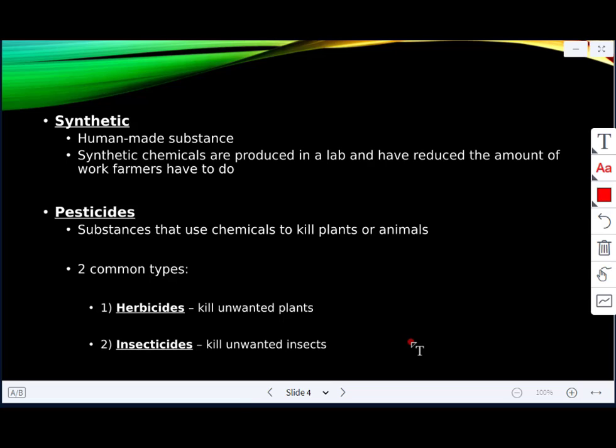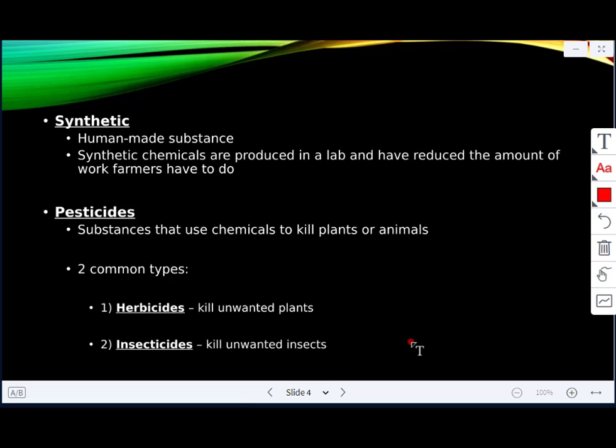Next, we're just going to talk about what it means to be synthetic. If something is synthetic, it's a human-made substance. It's not coming from nature. It's made in a lab with scientists. And when we talk about synthetic chemicals, we're talking about things like fertilizers that are made in labs. Pesticides are also made in labs, and they have reduced the amount of work farmers have to do.